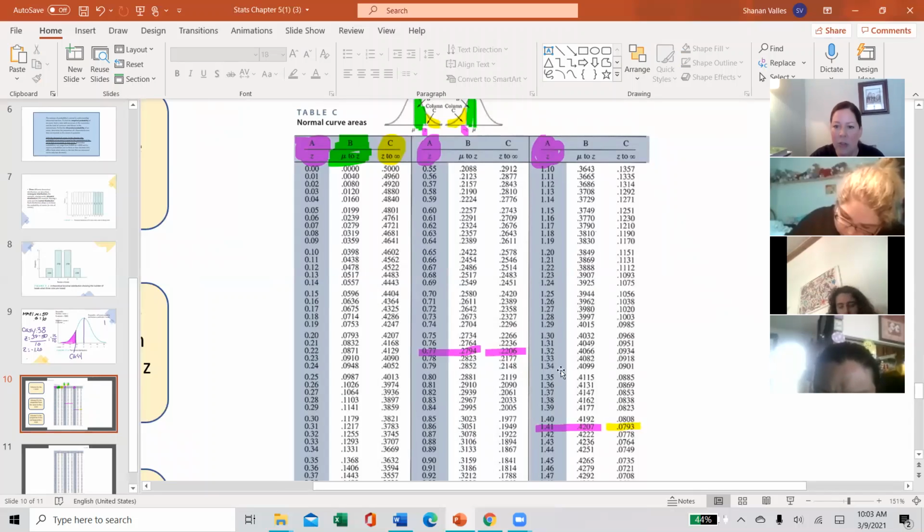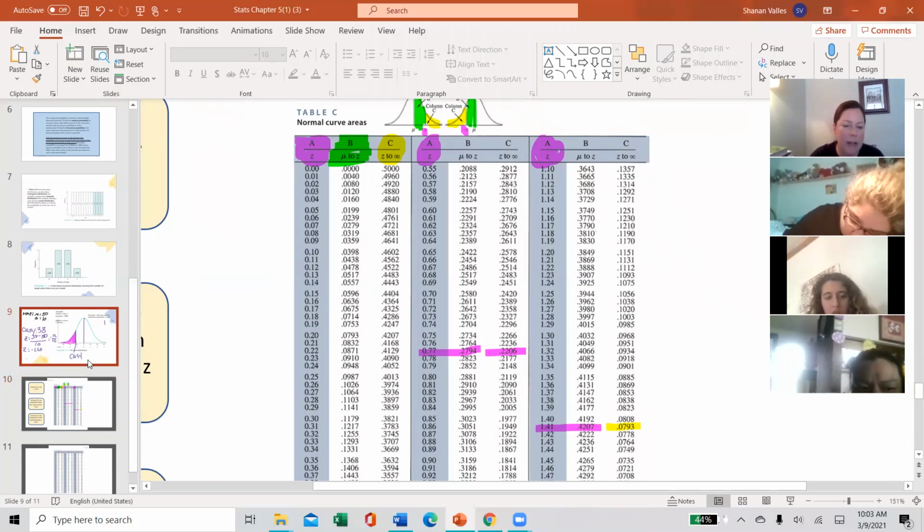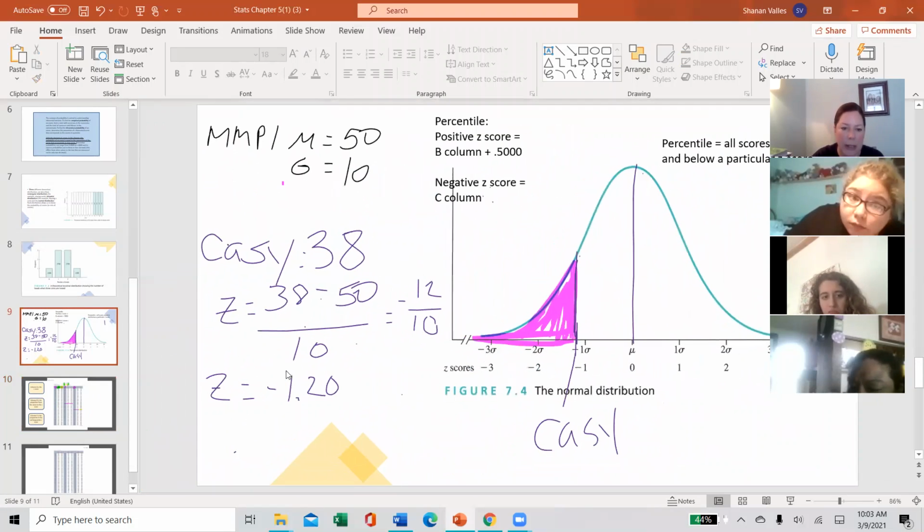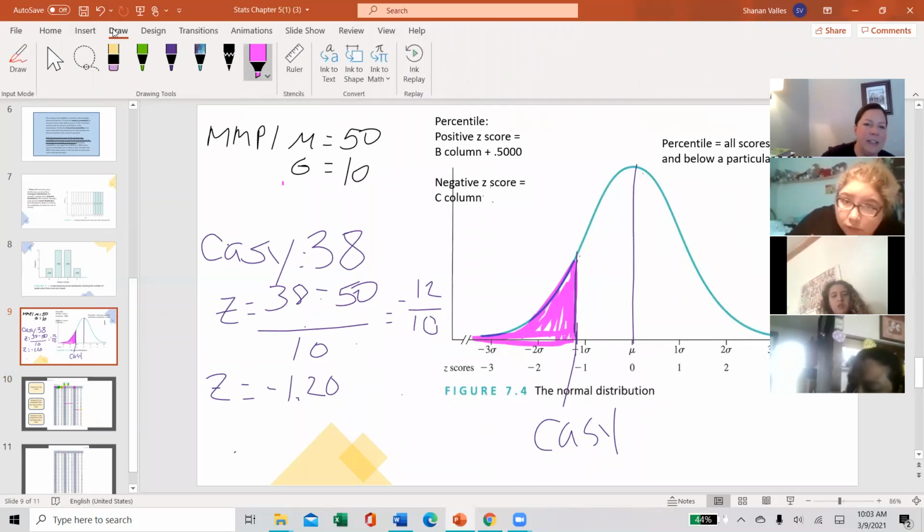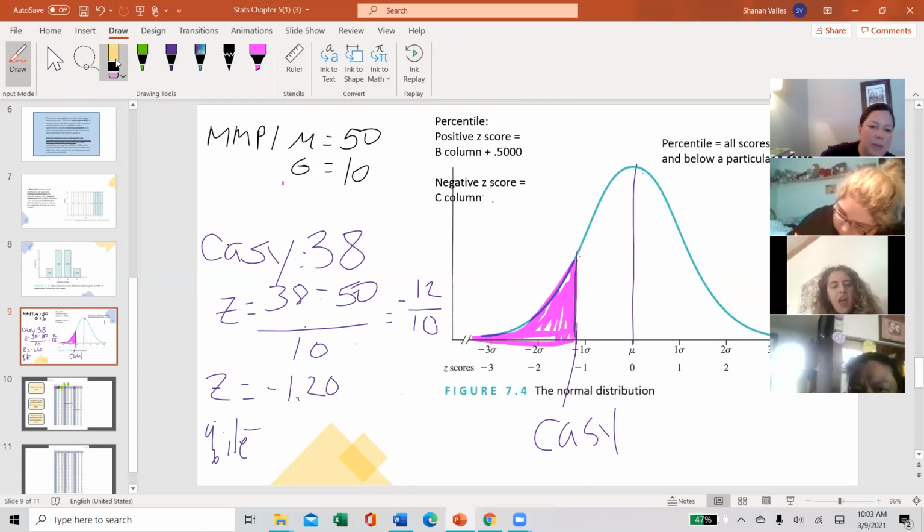1.2, right? So Susana, it's negative 1.2, but there's no negative 1.2 in here. Doesn't matter. We still just look at the same columns, okay? And so we look right here at C column and we get 0.1151. Okay, 0.1151. And that's all it is. It is that easy. You don't add anything. Why was the other one adding and this one isn't?